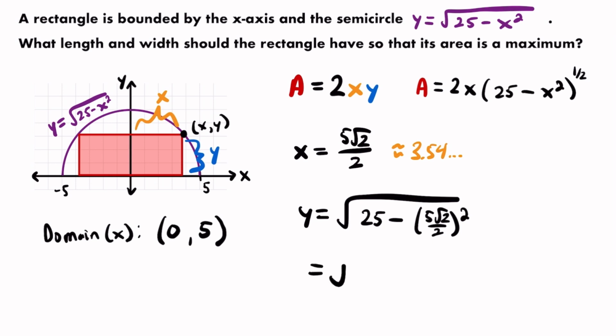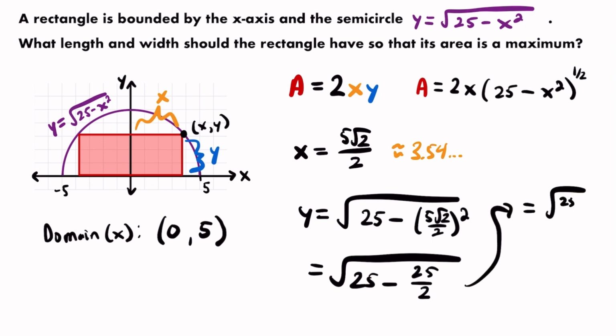y will be equal to the square root of 25 minus 25 times 2 divided by 4, right? 5 squared is 25, the square root of 2 squared is 2, and 2 squared is 4, and 25 times 2 is 50, and 50 divided by 4 would be reduced to 25 halves. So I can rewrite this to be 25 halves, and 25 minus 25 halves is just 25 halves. So we can rewrite this to be equal to the square root of 25 halves, which should look familiar. That's the exact same thing we found earlier for x.